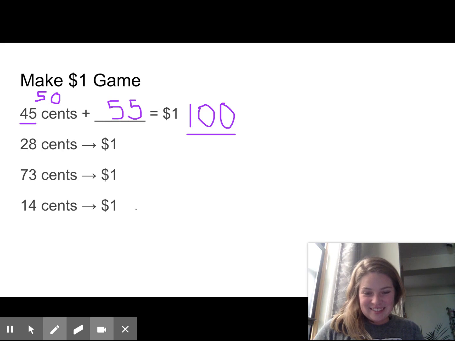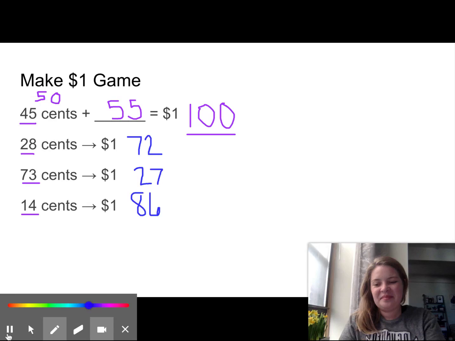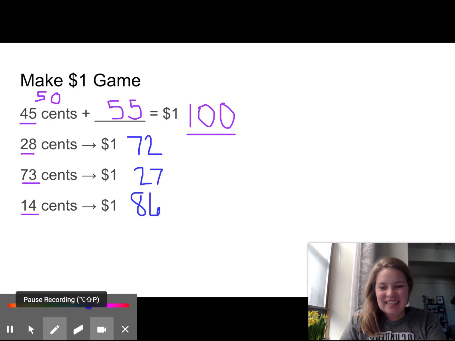This is a challenge. I'm going to ask you to press pause here and try to figure out 28 cents, 73 cents, 14 cents. Go. All right, check your work. See if you got the same answers that I got.